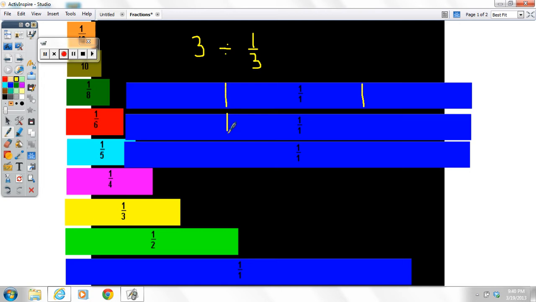If I did that to the second bar, the same thing would happen. I'm breaking into thirds. It's going to have 3 pieces. And then finally the third bar will have 3 pieces also. So then what are we left with? If I took 3 whole bars and I divided each of these 3 bars by thirds, I'm left with 9 pieces. Therefore, 3 divided by 1/3 equals 9.